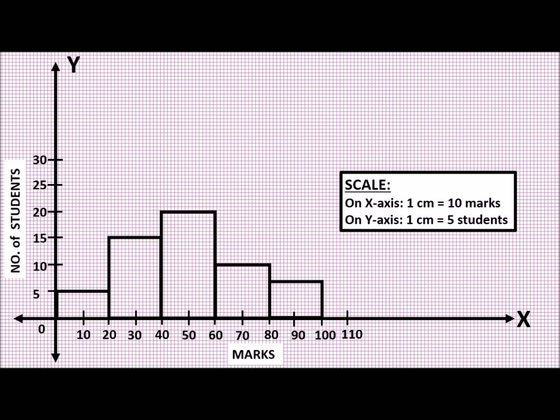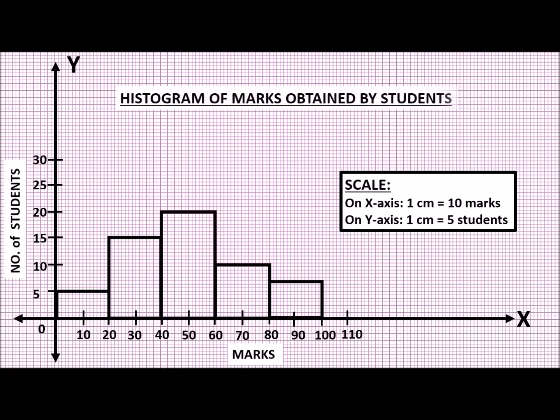The second element is the title of the diagram. So in this case it is the histogram of marks obtained by students, and this title will go at the very top of your diagram. So at the top you write the title. Usually somewhere on the right of your histogram you will write the scale.